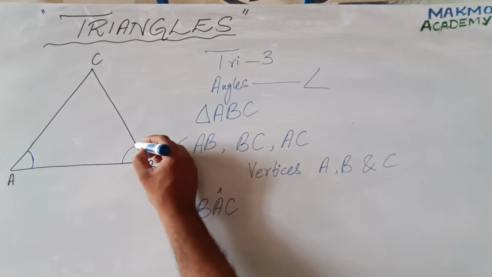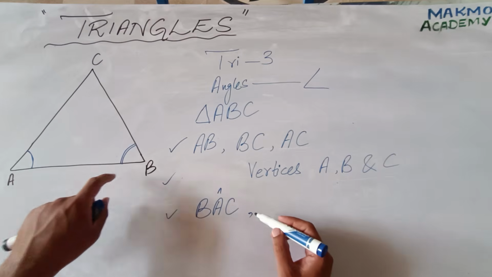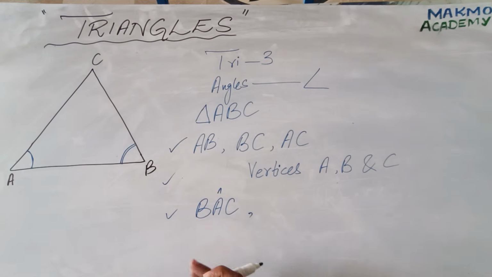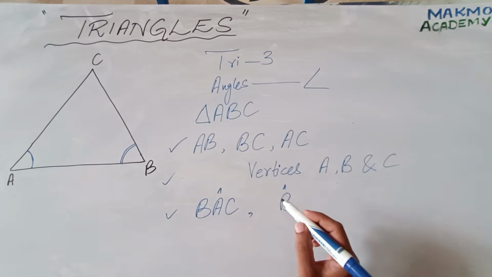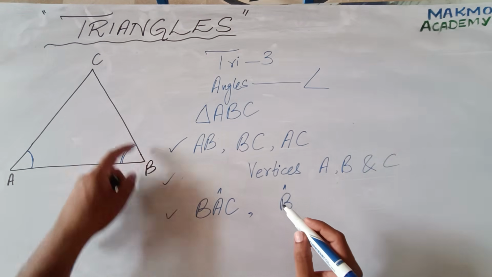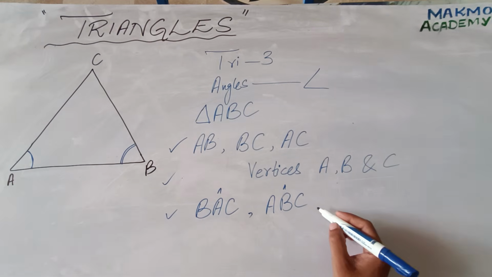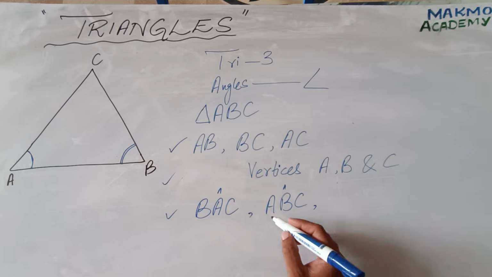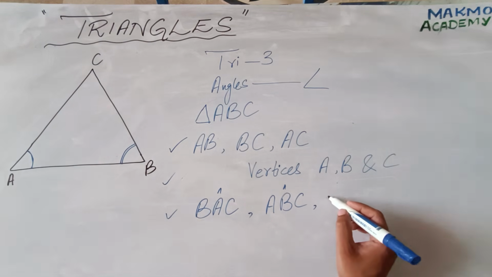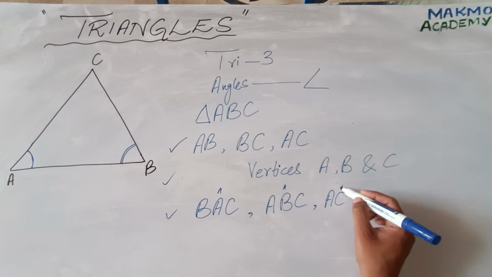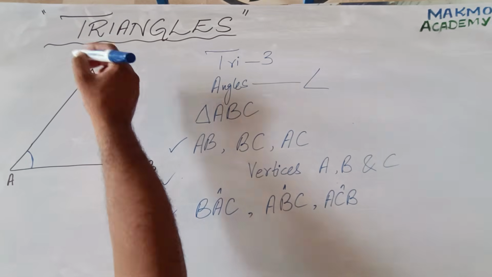Now if I want to name this angle, how to name it? Keep this in your mind: for the angle we want to name, that vertex should come in the middle. So I can name this angle ABC or CBA. These are the names for this angle, but we always use alphabetical order, ABC. And if we want to name this angle, we can call it ACB. ACB means we are talking about this angle.